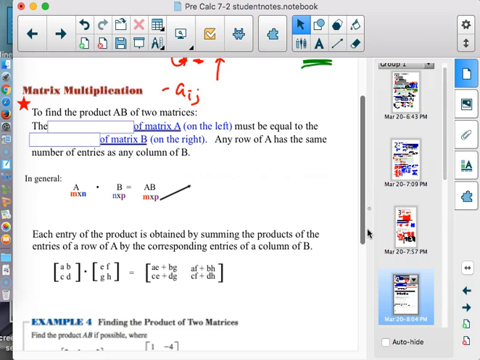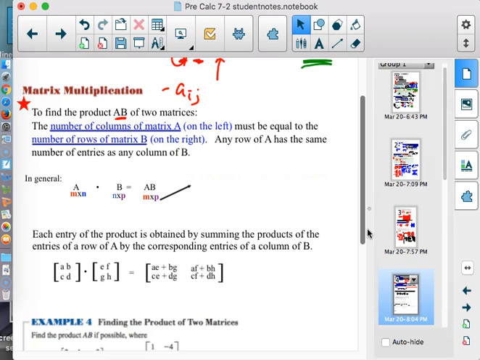And multiplying matrices is not just an entry by entry process, so this takes a little bit more. To find the product AB of two matrices, again, they're sitting right next to each other, that means we're going to multiply. So this is A times B. The number of columns of matrix A, and that would be on the left side, must be equal to the number of rows of matrix B on the right side in order for you to multiply. Any row of A has the same number of entries as any column of B.